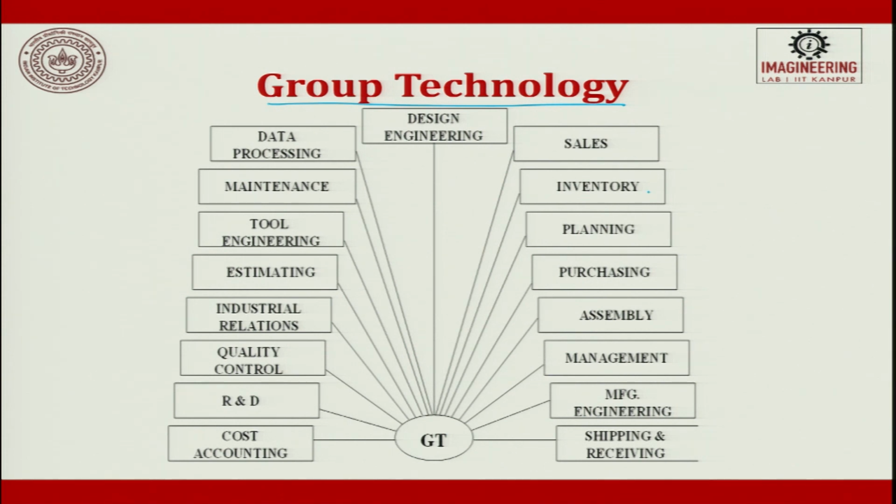So, sales, inventory, planning, this side is completely resource planning. So, all these things get input from group technology. So, planning, purchase, assembly, management, manufacturing engineering and shipping and receiving. So, all these things by and large try to get information from group technology.